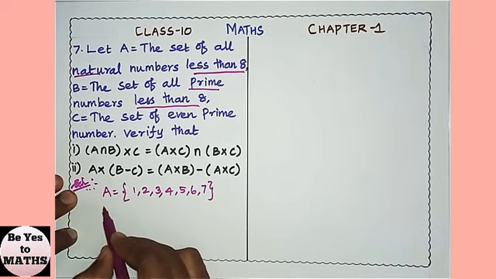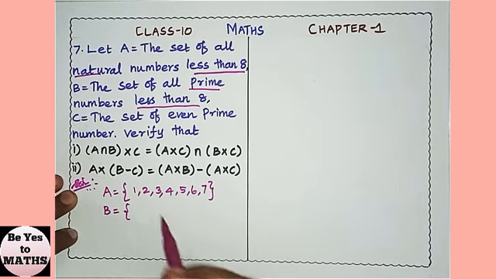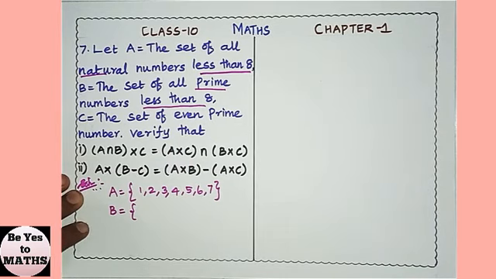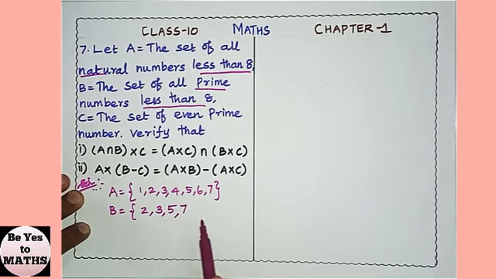Now set B. You know about prime numbers, right? Less than 8: 1 is neither prime nor composite. 2 is a prime number. 3 is also a prime number. 4 is a composite number. 5 is a prime number. 6 is also a composite number. 7 is a prime number. So less than 8 we have prime numbers 2, 3, 5, 7.